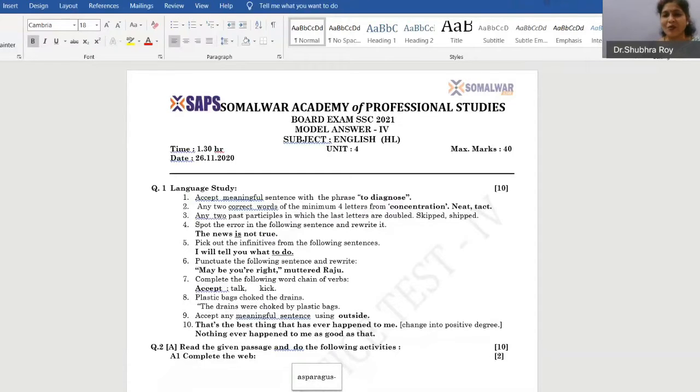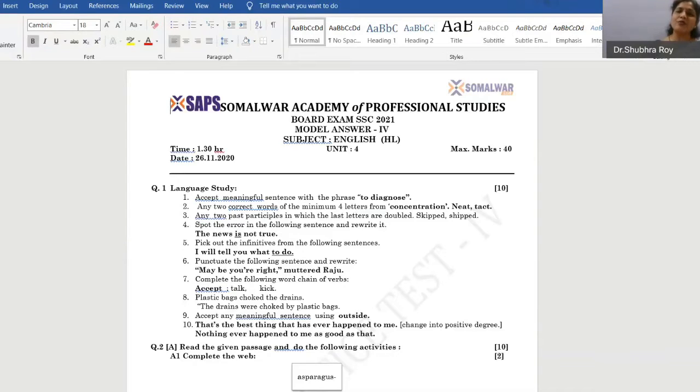Once again, as usual, language study. Number 1 was: make a meaningful sentence by using the phrase "to diagnose." Any correct, meaningful sentence that you write with "to diagnose" is given marks. But if the sentence is grammatically wrong, or if it has been framed with a wrong meaning, then probably you will not get marks. So you have to see that the meaning of "to diagnose" comes out.